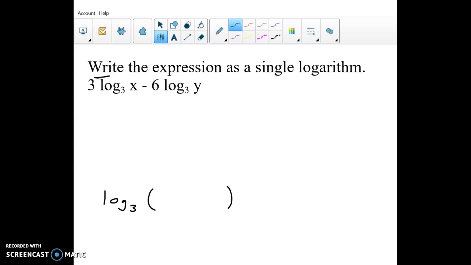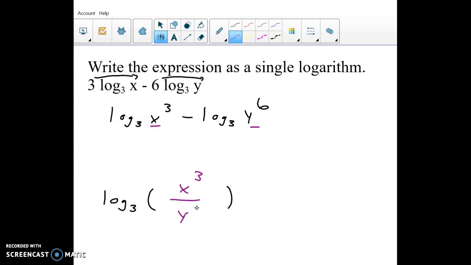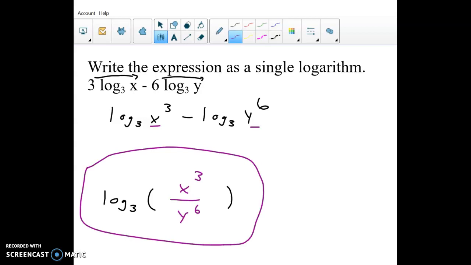All right, so it's just like the last one. We're going to bring these up first, right? So we're going to have a log base 3 of x cubed minus a log base 3 of y to the 6th. And then keep the base 3. And now just basically because of subtract, we're going to divide these two parts. So we're going to have x cubed divided by y to the 6th. And that's it. Now we're a single base 3 log and we are done.